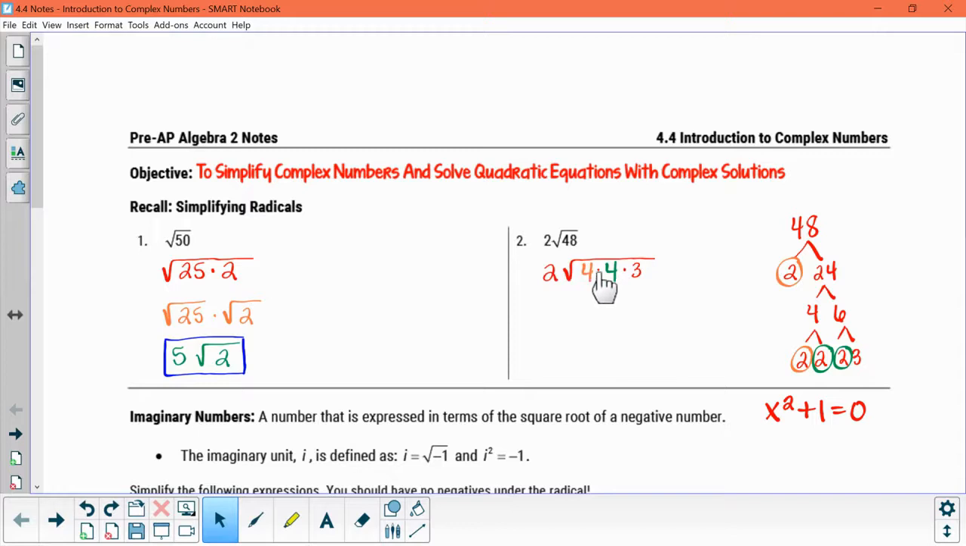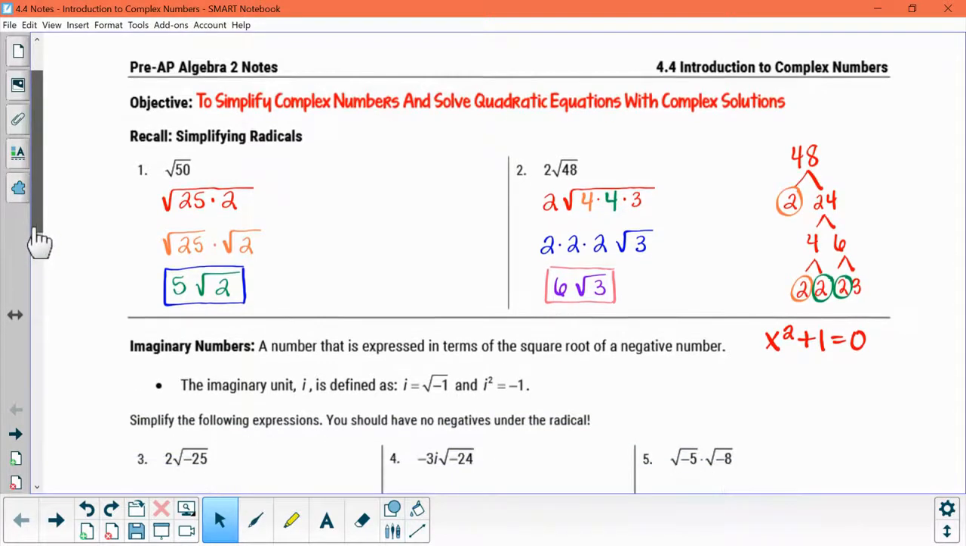This square root of 4 is going to come out, this square root of 4 is going to come out, and it's going to give me 2 times 2 times 2 square roots of 3. And I'm going to multiply these three numbers together to give me 6 square roots of 3 as my final answer. So now that we remember how to simplify radicals, let's go ahead and talk about imaginary numbers.